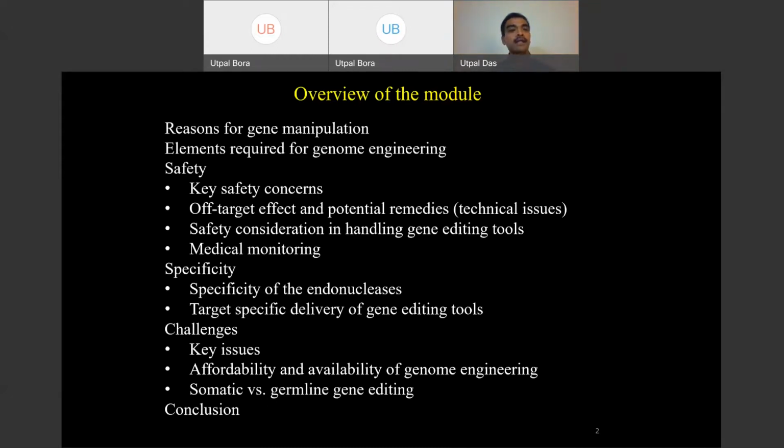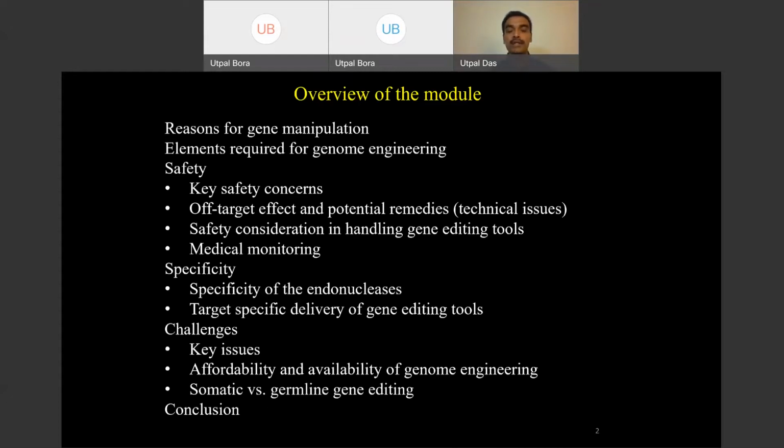So I will not take much time describing them again, maybe 1 or 2 slides on that. And then we'll jump onto the safety issues, and we'll discuss the key safety concerns we have right now with genome engineering. Then another really critical thing that we're going to discuss is the off-target effect and some of the potential technical remedies that we can think about.